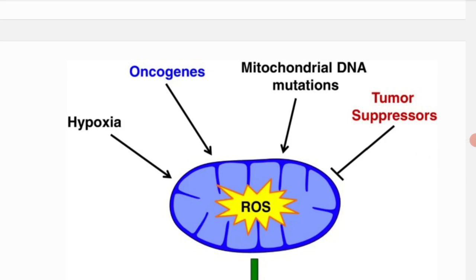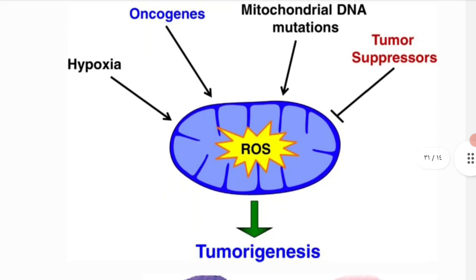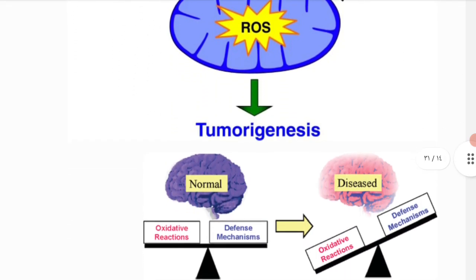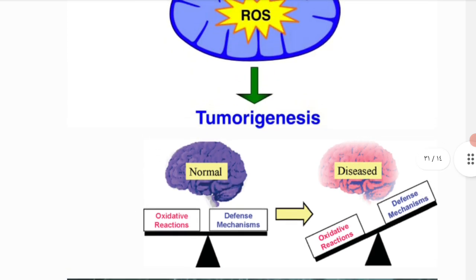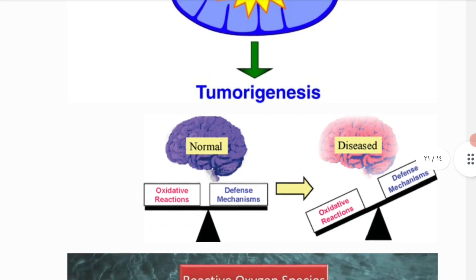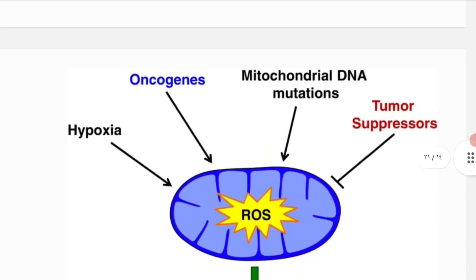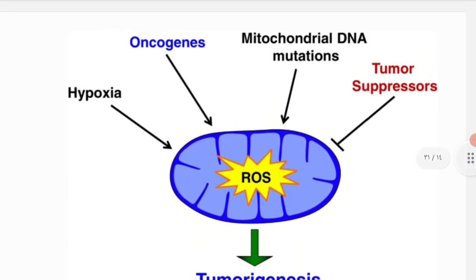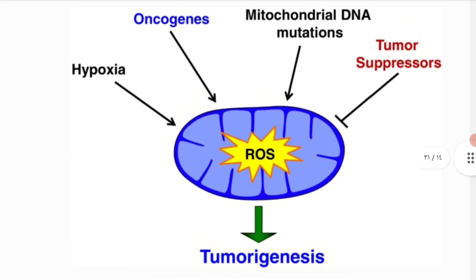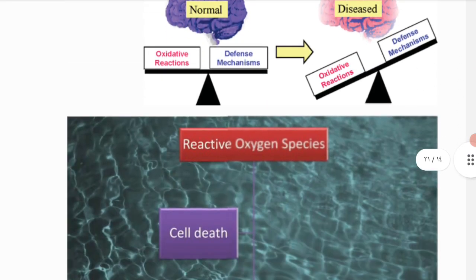Hypoxia, oncogenesis, mitochondrial DNA mutation, tumor suppressors, all these increase ROS and cause tumorigenesis, and this will lead to cancer, as we see in this imbalance. ROS lead to tumorigenesis and cancer if affected by all these factors.